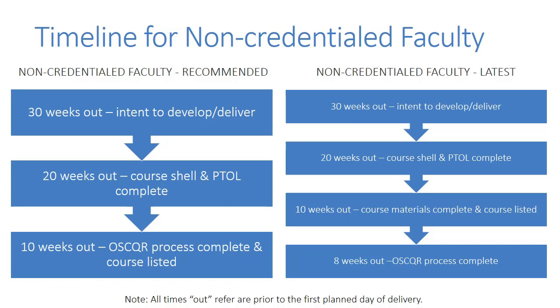Ideally, we would prefer that the OSCAR is completed by then. However, the absolute hard deadline is 8 weeks out if that's not possible. But it's much better to get this done sooner, just because there may need to be some more changes. If it's a developer who's not used to working with the instructional designer, they may have overlooked some things, and those things will have to be corrected before the course is delivered.